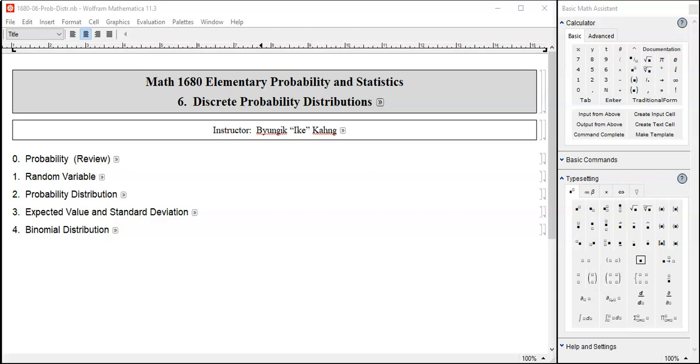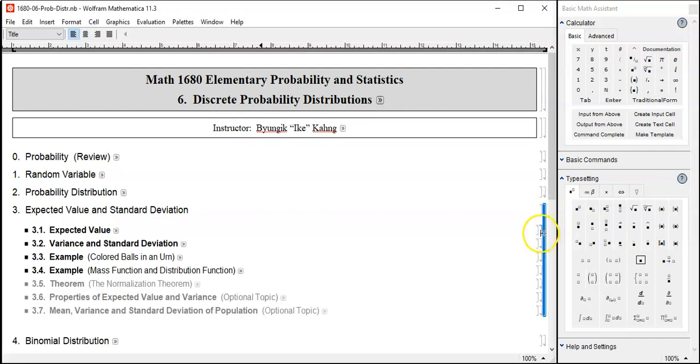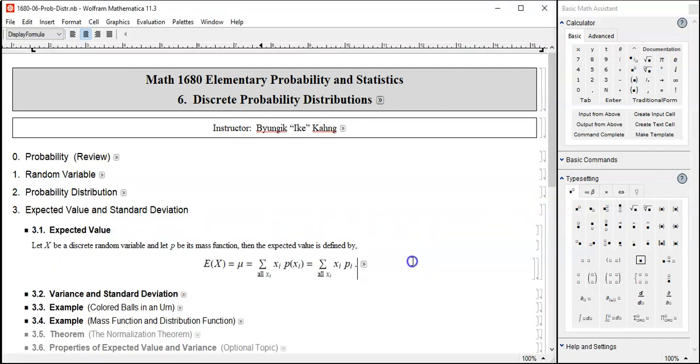Hello students, let us now talk about expected value and standard deviation, or probability standard deviation. What is an expected value? Here's the definition. We just multiply the payoff times the probability and add them all up.